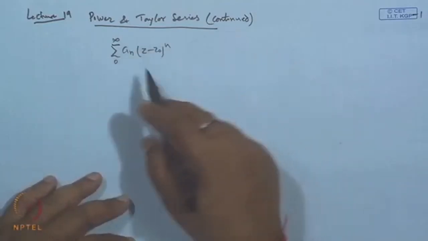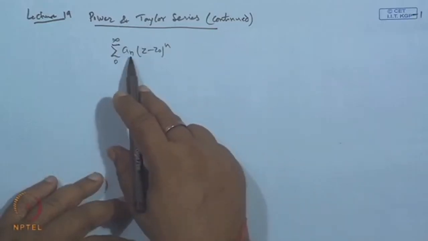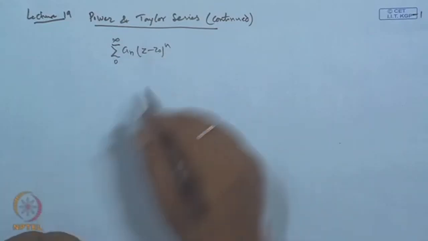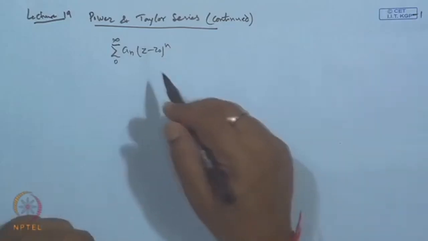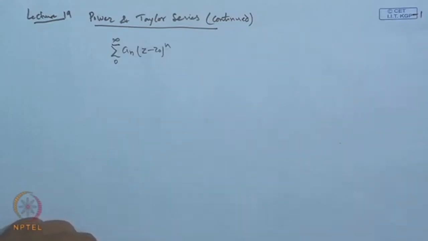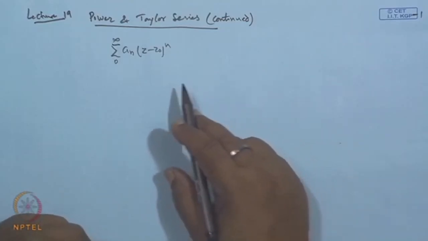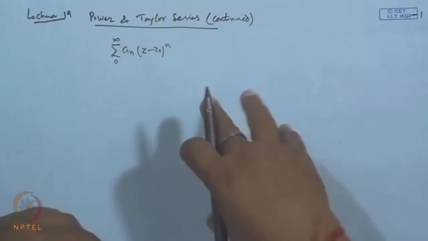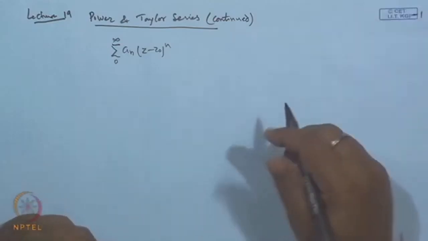Using those applications, we have seen that there are power series which converge only at a singleton point, that is z naught itself, or converge throughout the entire domain, or converge inside a disk and diverge outside. Particularly for those power series, we can identify a circle of convergence, so that all the points inside the circle the series converges, and the points outside diverge.